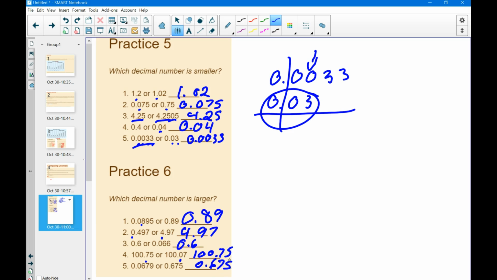Sound good? Any questions on that? Which is larger? We're just looking at the decimal place, or where the decimal is, and seeing what numbers are larger or smaller around the decimal. Alright. Moving right along. We're breezing through this.